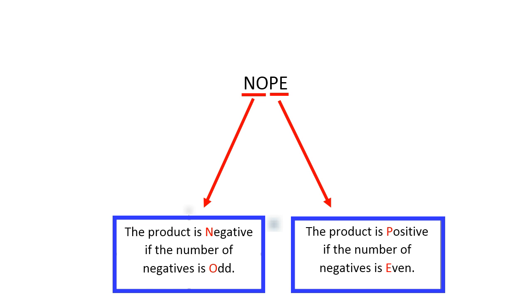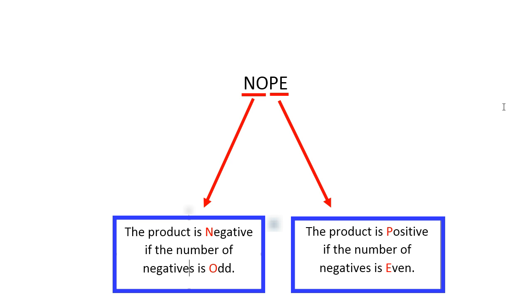Here's one last little device to help you remember, and it's the word NOPE. The NO means the product is negative if the number of negatives is odd. The PE means the product is positive if the number of negatives is even. Negative for odd, positive for even.